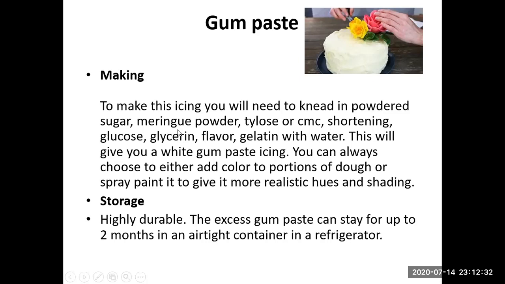So if you ask what meringue powder is, it is egg white that is dried, and it can be found in the market as a powder. It's called meringue powder. Then tylose is a binding agent or thickening agent. It is added there, and then glycerin, gelatin with water. Whenever you add all the things together, it will make a white gum paste. And if you want any color, then you can add it. And you can store it up to 2 months in an airtight container.